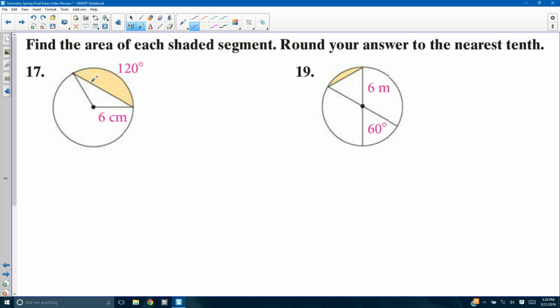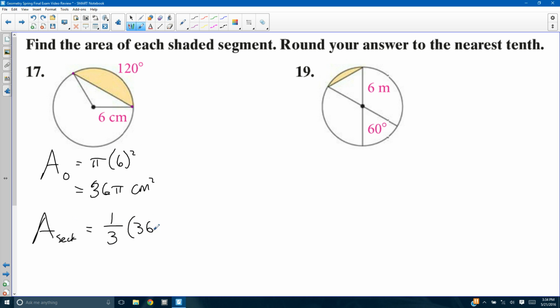Now the endpoints here measure an arc or central angle of 120 degrees. So we're going to do the same thing as we did last time. We're going to take 120 out of 360, which is 1/3, and apply that to the area of the entire circle. So the area of the circle is pi times the radius 6 squared. So that's 36 pi square centimeters. The area of the sector is going to be 120 over 360, which is 1/3, of 36 pi. So that's 12 pi square centimeters. Okay? So this is 12 pi.